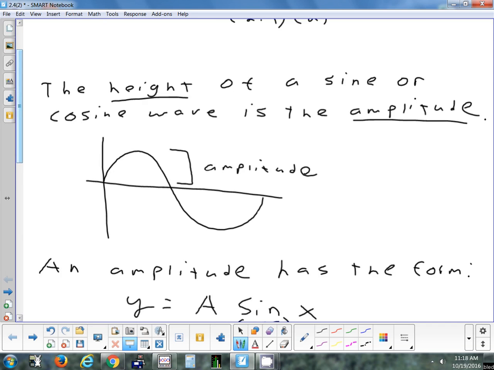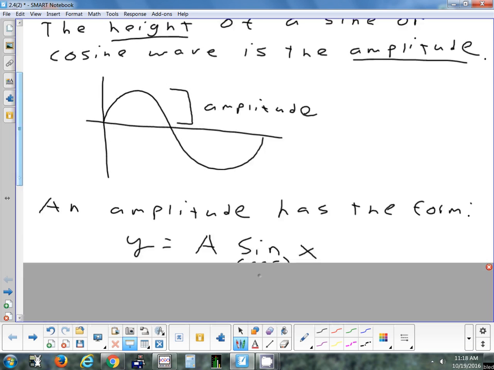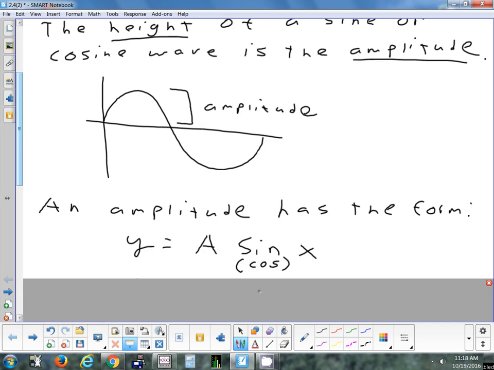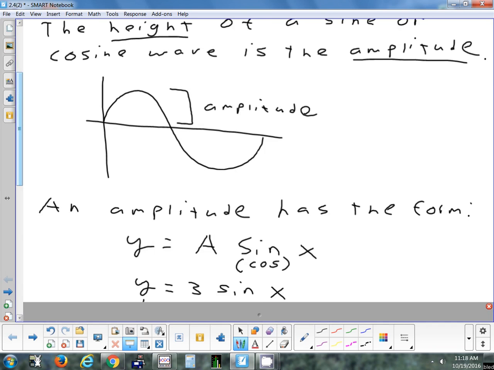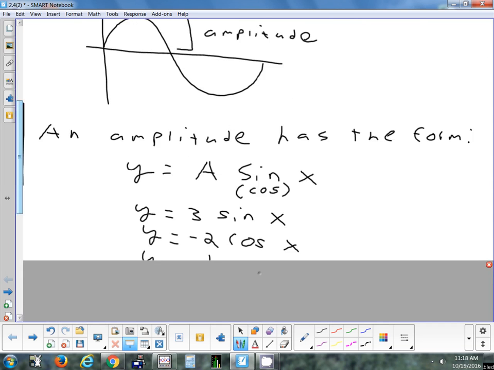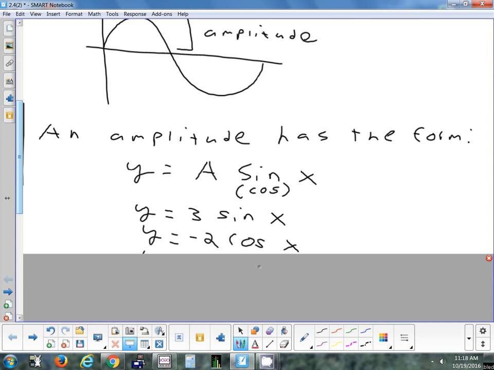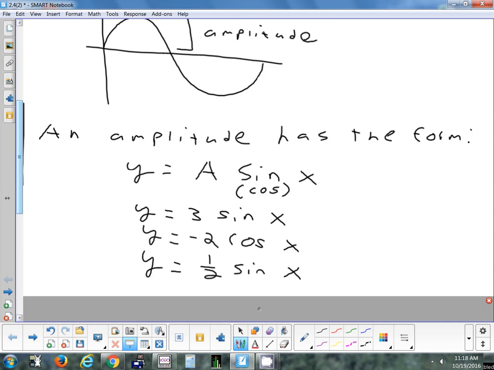All right, so next thing we have to look at is what does an amplitude change look like? This time you're not going to add or subtract something inside parentheses, next to your argument. This time you're going to multiply by a number in front. So 3 sine x, that's an example of an amplitude change. Negative 2 cosine x, that's another example of an amplitude change. And this is an amplitude change, but it's doing something different than the first two.